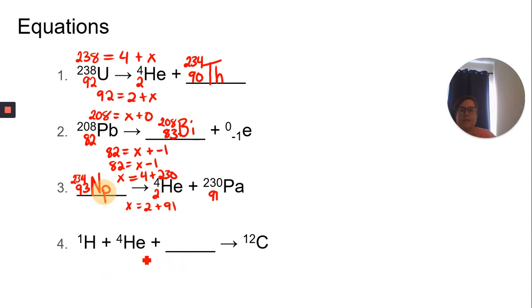And we have this last one. Again, we need to fill in the atomic numbers. 1, 2, and carbon is number 6.